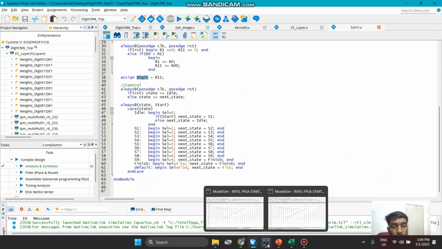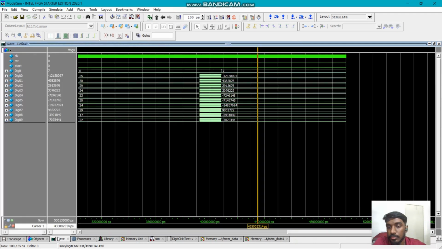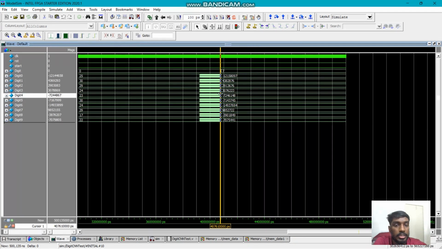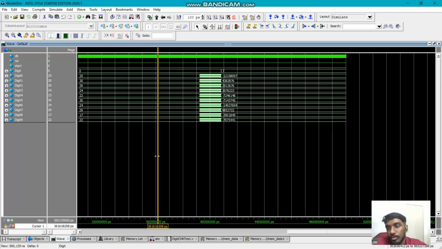Okay, let's see the output waveform. As you can see in design 1, all the digit 0 until digit 9 outputs we get at the same time. The largest value will be digit 7, because the input image is digit 7. So the output will show as digit 7 after comparison in the sort module.